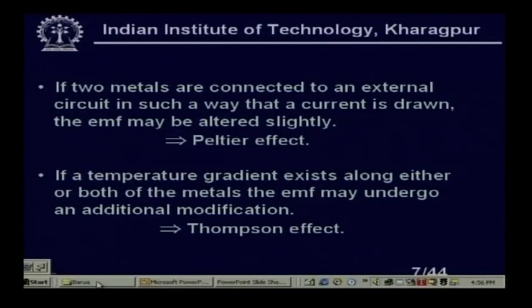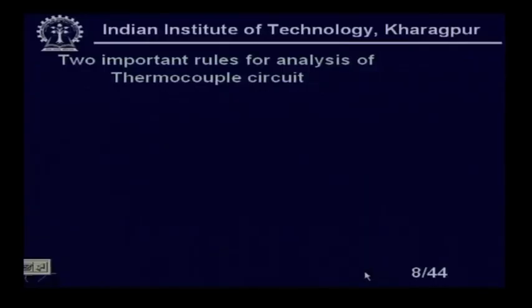If I go back, this is our Thomson effect. Now, two important rules for analysis of thermocouple circuits, there are two different laws. There are an infinite number of combinations of metals you can make, but you cannot make the thermocouple chart for each and every combination of two different metals. So, you have to use the laws of intermediate metals and the law of intermediate temperatures. These two laws are very important for solving problems on thermocouples, which we will see not in this lesson, but in some other lesson. At the end of this course, we will solve some problems. There we will find that the laws of intermediate metals and intermediate temperatures are very important.